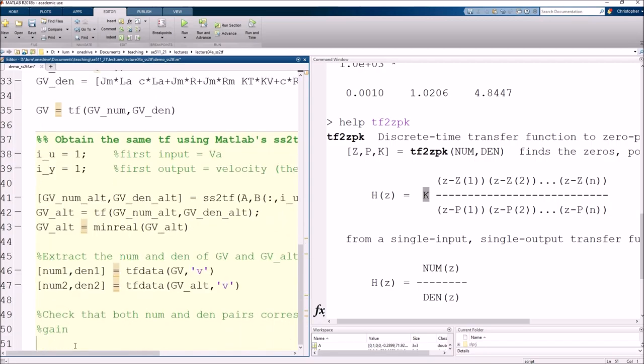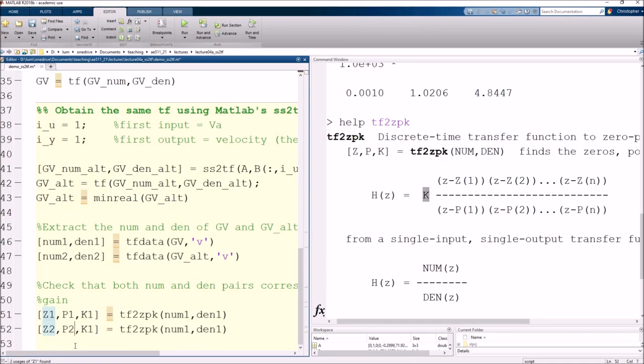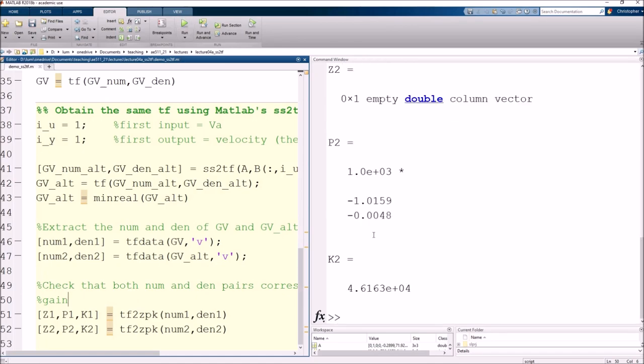So what I'm gonna do is let's go tf2zpk, and I'm gonna pass this thing num1, den1, right? So here are the zeros, the poles, and the gain from the original system, from the Mathematica, from the analytically derived transfer function, right? And then I'm gonna do the same thing and look at the zeros, the poles, and the gains that we get from MATLAB's SS2TF, right? So now, if we look at these, let me semicolon these to get them off of the command window. Now, hopefully these zeros, these poles, and these, that should be K2. There we go. Those all line up. So if I run this, let's look at them.